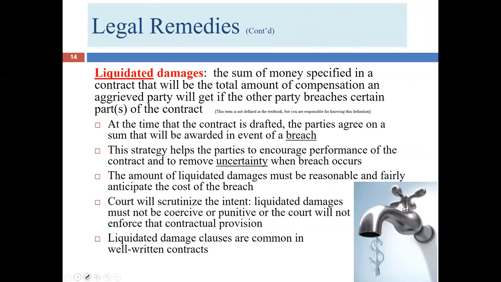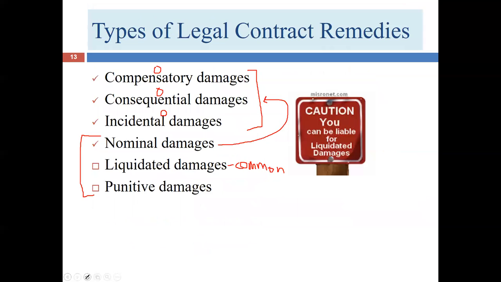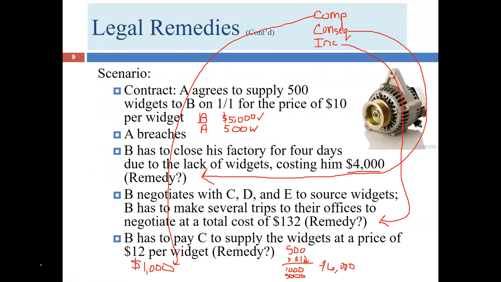Well, one approach that parties to a contract can take that can make life easier for both sides is to have a liquidated damages provision in the contract. This has two big advantages for the parties. Probably more than two, but two obvious advantages. The first is that, when we talked about Al and Bob before, we went through two different scenarios. We went through the scenario where he has 4,000 in damages and 132 and 1,000. So he's a total of $5,132 worth of damages.